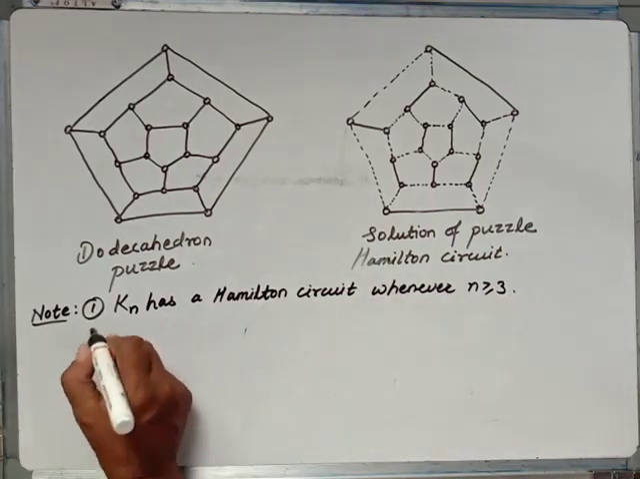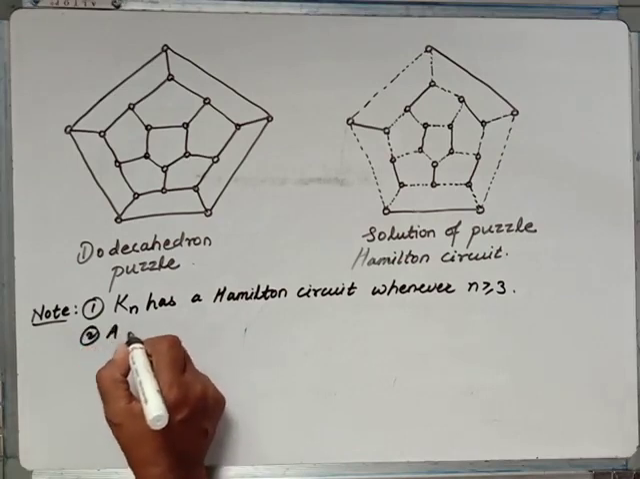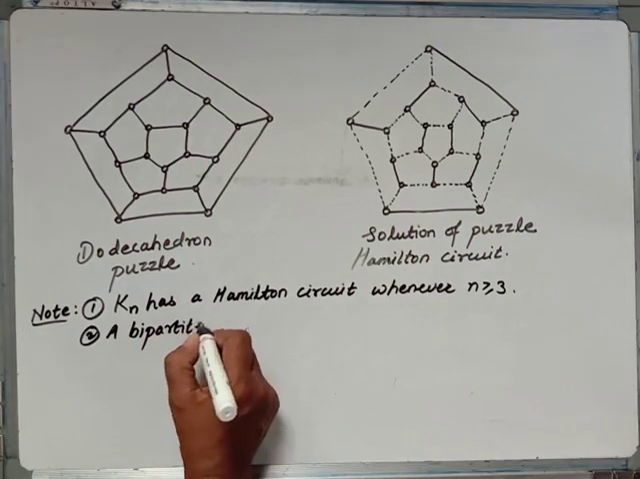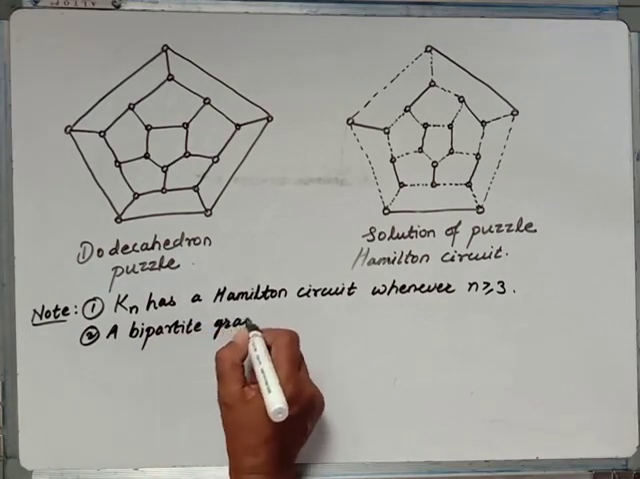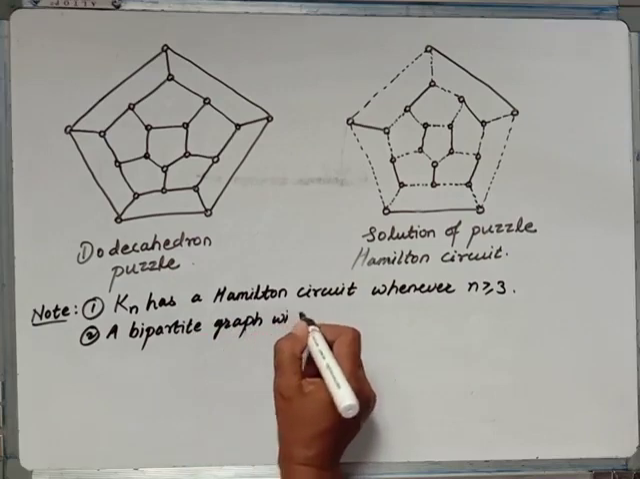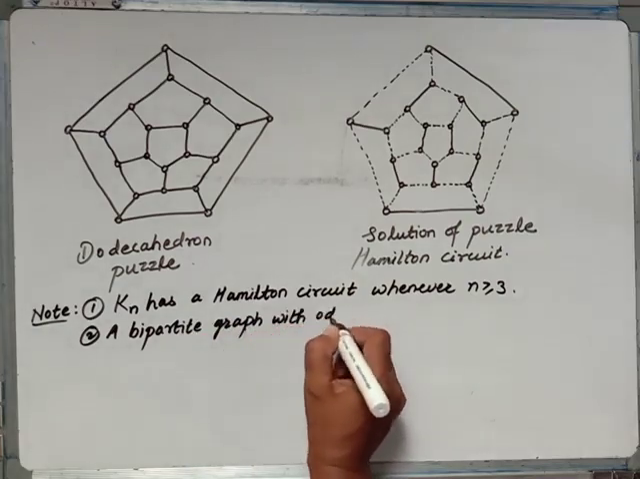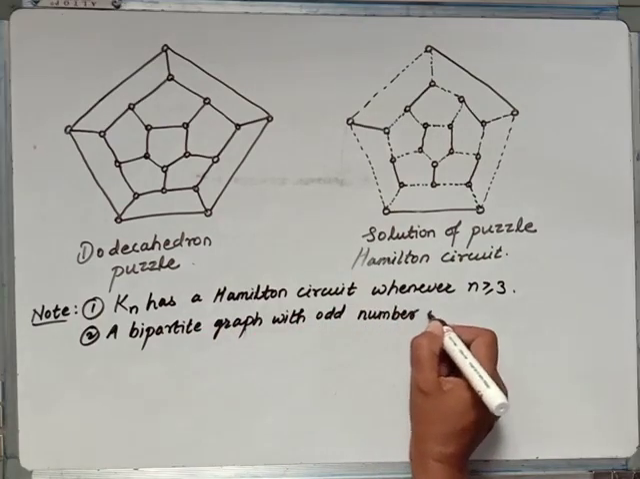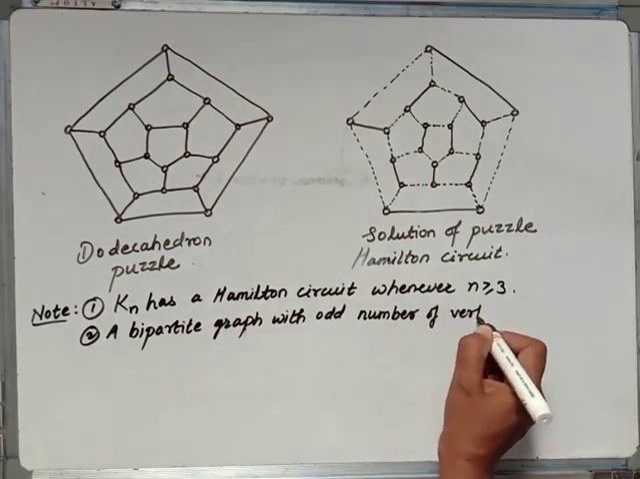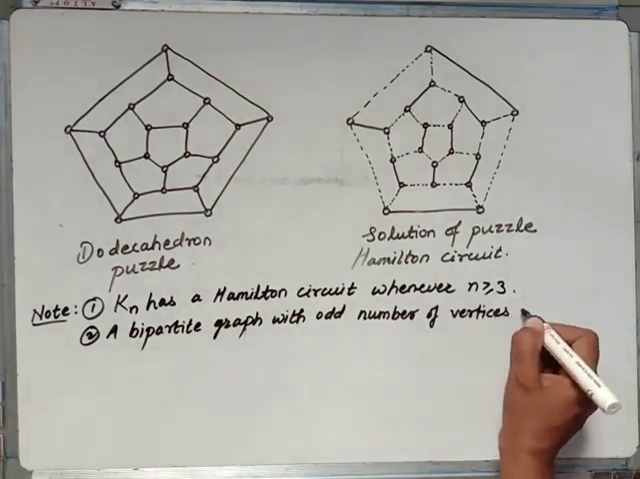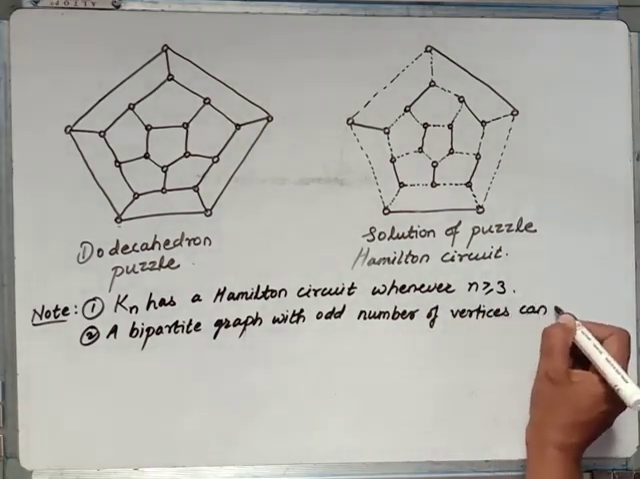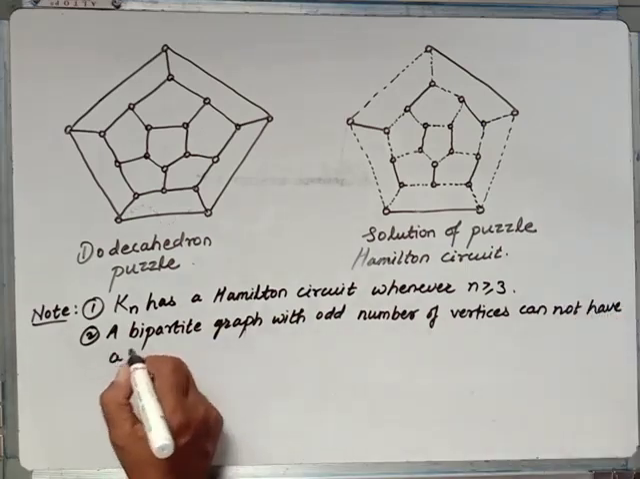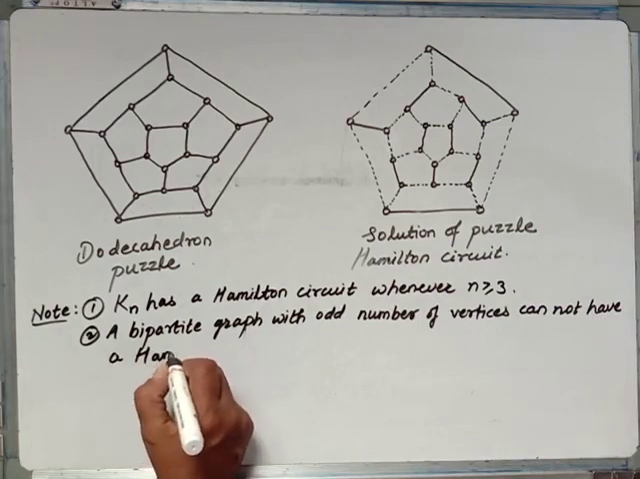Okay. Then another note: a bipartite graph with an odd number of vertices cannot have a Hamilton circuit.